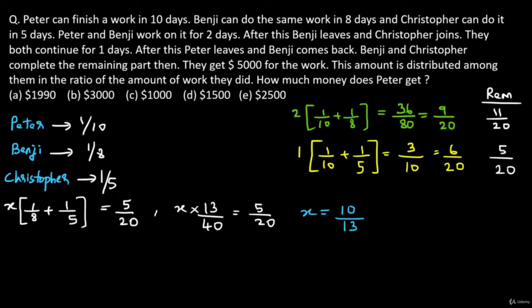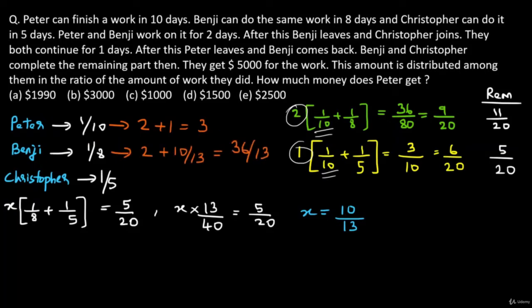So Peter is working for 2 plus 1, that is 3 days, right? He's working over here, that's 2 days, and he's also working over here, that's 1 day, right? So Peter is working for a total of 3 days. What about Benji? Benji is working for 2 plus 10 by 13 days, right? So Benji is working over here, that's 2 days, and Benji is also working over here, that's 10 by 13 days. So that's 2 plus 10 by 13, which simplifies to 36 by 13 days.